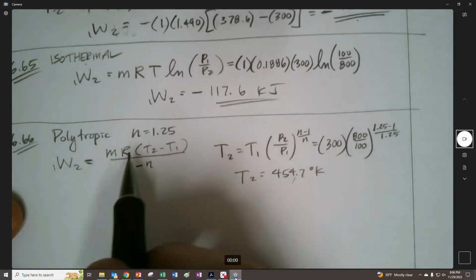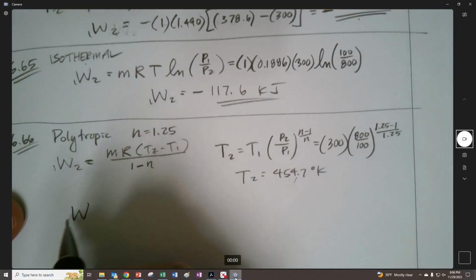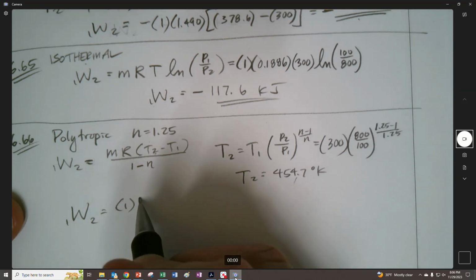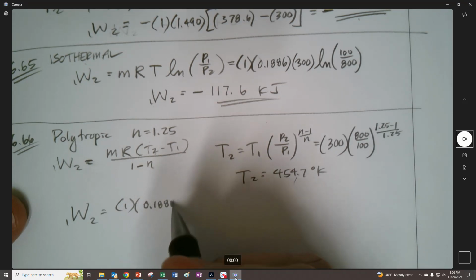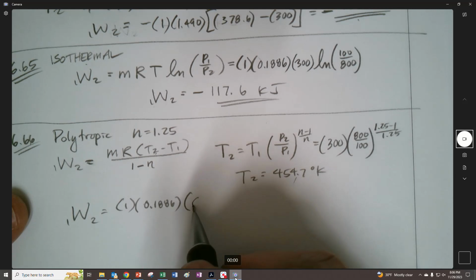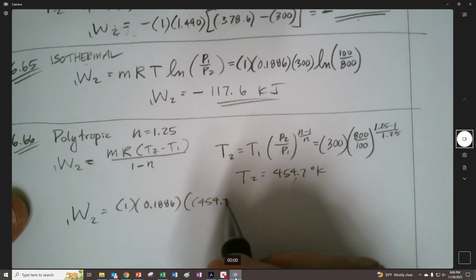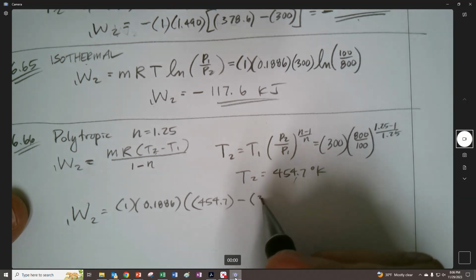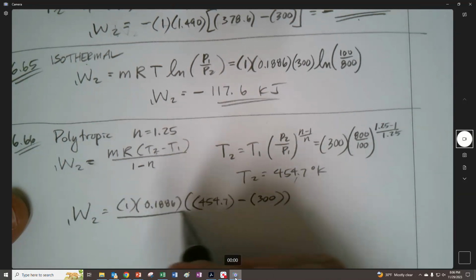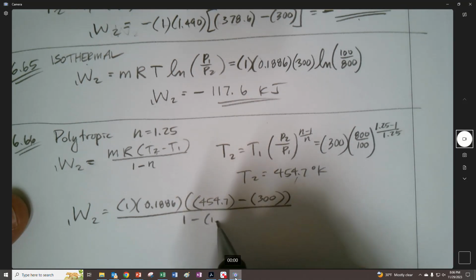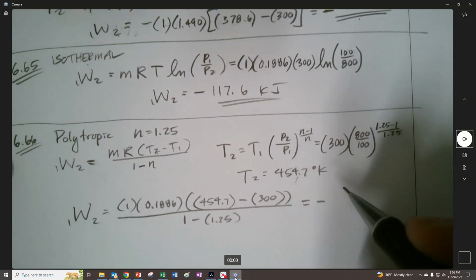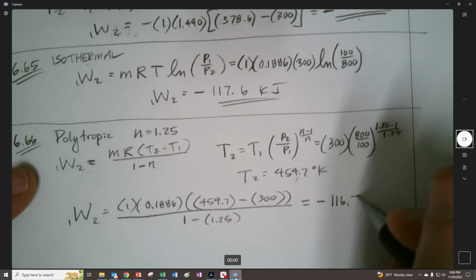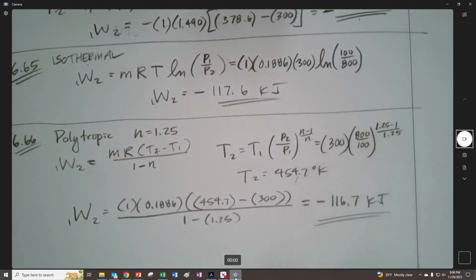But we'll put it back into here and get out the work. So we've got 1 kilogram. We get our gas constant, which is 0.1886, and then 454.7 minus 300, all divided by 1 minus 1.25, right? So it's going to be a negative 0.25 in the denominator. So we're going to end up having a negative value of 116.7 kilojoules. Interesting thing to compare, don't you think?